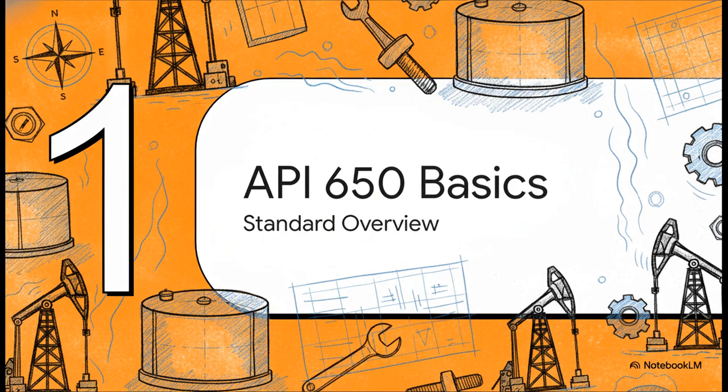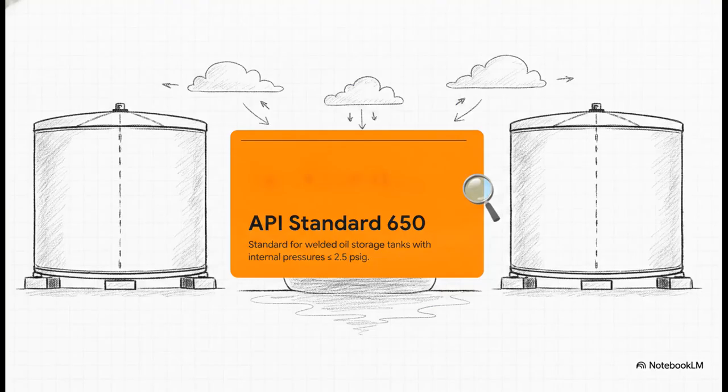All right, Section 1: API 650 Basics. Let's establish exactly what this standard actually covers before we start building anything. Think of API 650 as the ultimate structural rulebook for safe above-ground oil storage. Now, to be specific, this standard is meant for welded tanks of various sizes and capacities, but it is explicitly designed for internal pressures that do not exceed 2.5 pounds per square inch gauge. So we aren't talking about highly pressurized gas vessels here, right?